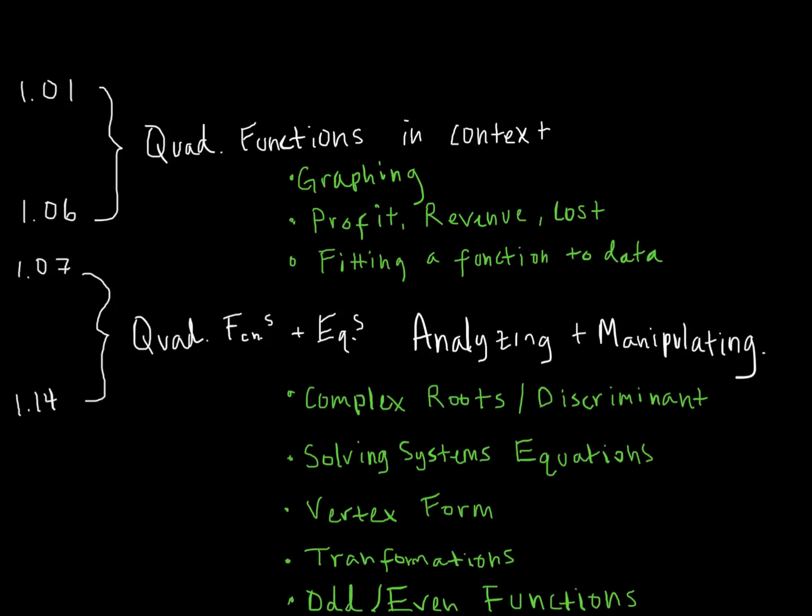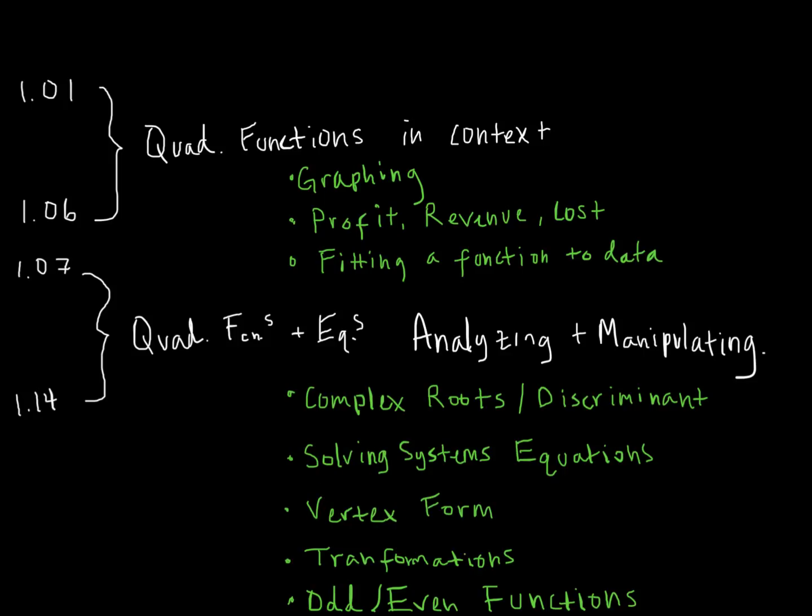Then we moved on from quadratic functions in context to talking more about just quadratic functions and equations and analyzing and manipulating them. So we looked at quadratic functions with complex roots, talked about how the discriminant is important there. We solved systems of equations that involved quadratic functions. Remember, that was when we were finding the points of intersection between, for example, a circle and a line.